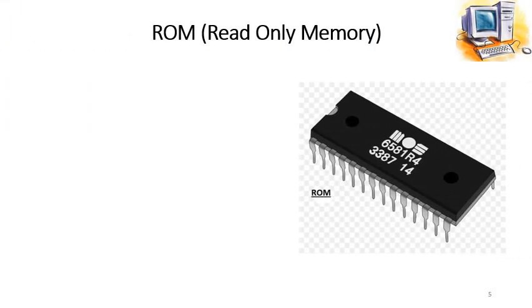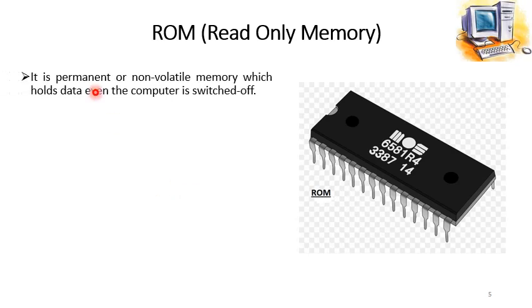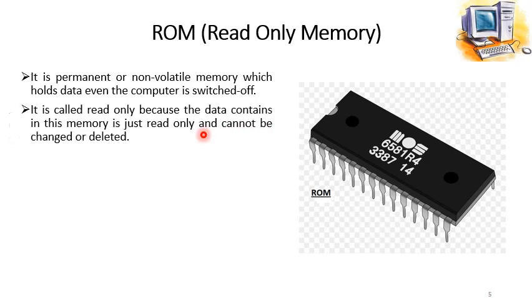The second type of memory, which is also a primary memory and used during the execution of a program, is ROM. ROM stands for read only memory. This is the picture of the ROM. It is permanent or non-volatile memory which holds data even when the computer is switched off, but still it's a primary memory. It is called read only because the data contained in this memory is just read only and cannot be changed or deleted. It's a permanent memory.